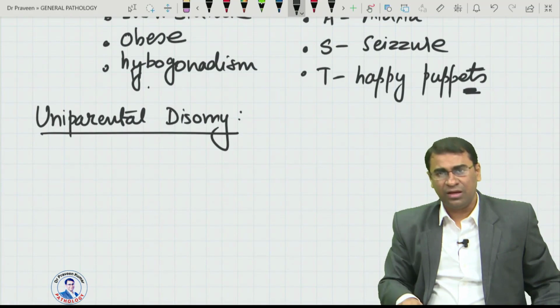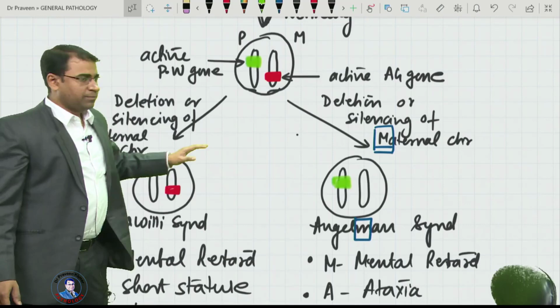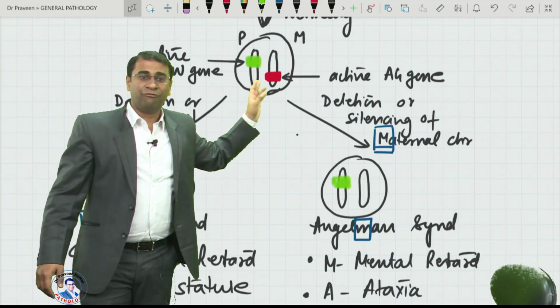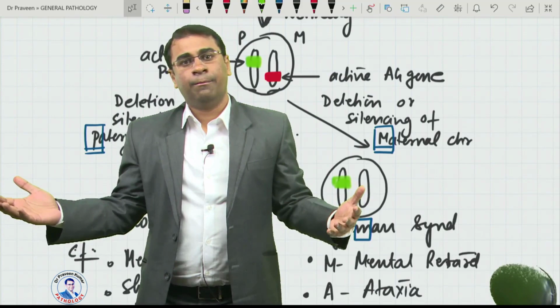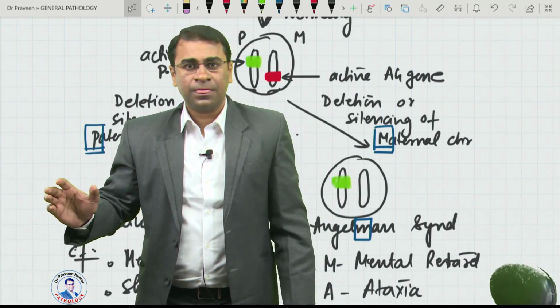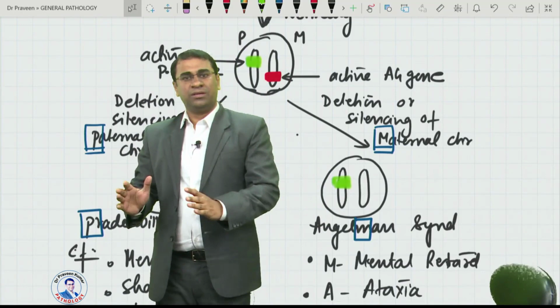So what does it mean? You see here. Now suppose, in this example, both of the chromosomes are coming from the father only. So which chromosome is not coming? Mother. So which gene is not coming? Mother is giving us the active Angelman gene. Therefore, which gene is not coming? Angelman. And hence the syndrome will be Angelman syndrome. That means if both the chromosomes are coming from father, it is called paternal disomy, and the patient will have Angelman syndrome.